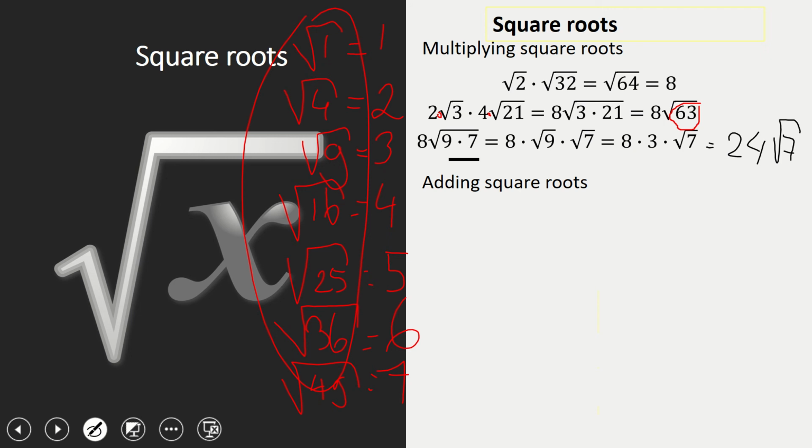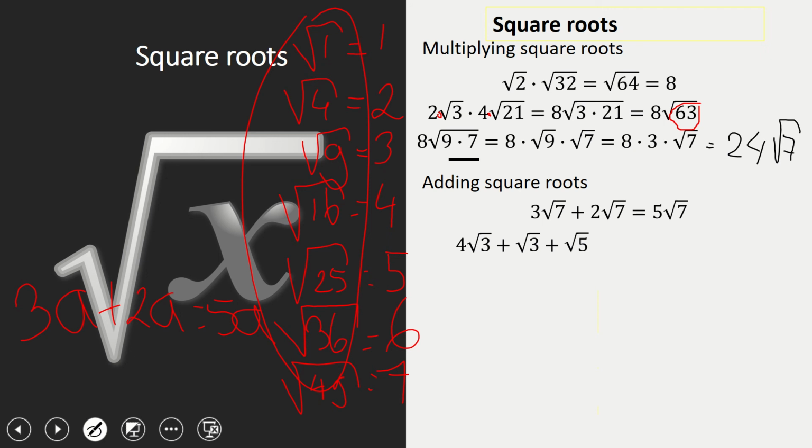But how about adding square roots? When we have 3 square root of 7 plus 2 square root of 7, we get 5 times the square root of 7. Please, please, please remember the letters. We can say 3a plus 2a, which is 5a because the a's are like terms. With square roots, it works exactly the same.